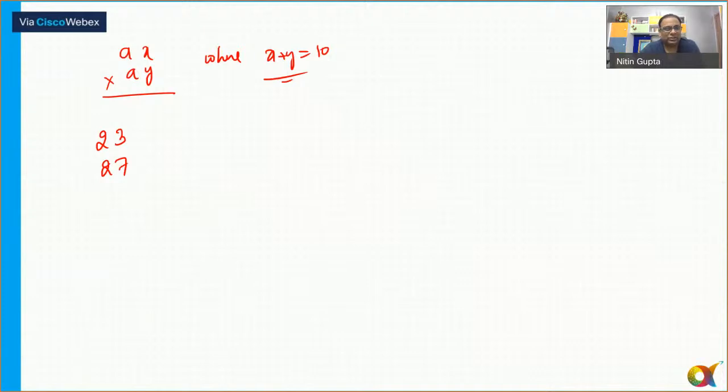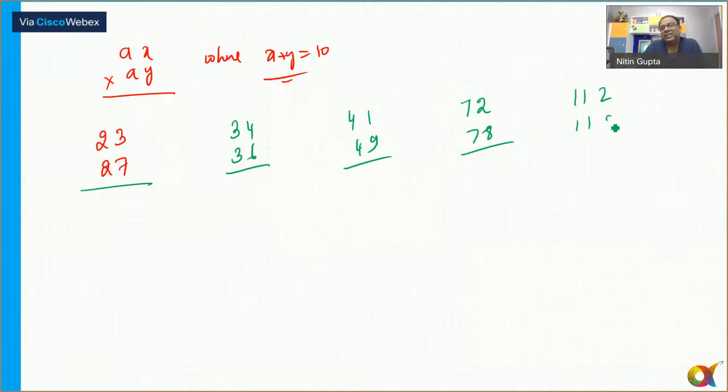So yes, let's come back to this. If I need to multiply, a very special case of the multiplication technique here: if I'm multiplying something like AX into AY, where the sum of the last digits is 10 and the first digit is the same. Something like 23 into 27, or 34 into 36, or 41 into 49, or 72 into 78, or 112 into 108.